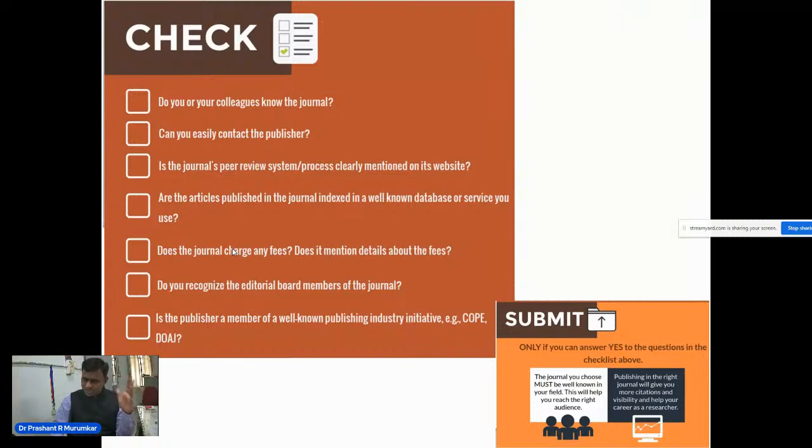If it is open access, you need to consider whether it is clearly mentioned on the website or not. Do you recognize the editorial board members of the journal? Because the editorial members are usually very renowned people in their own field.